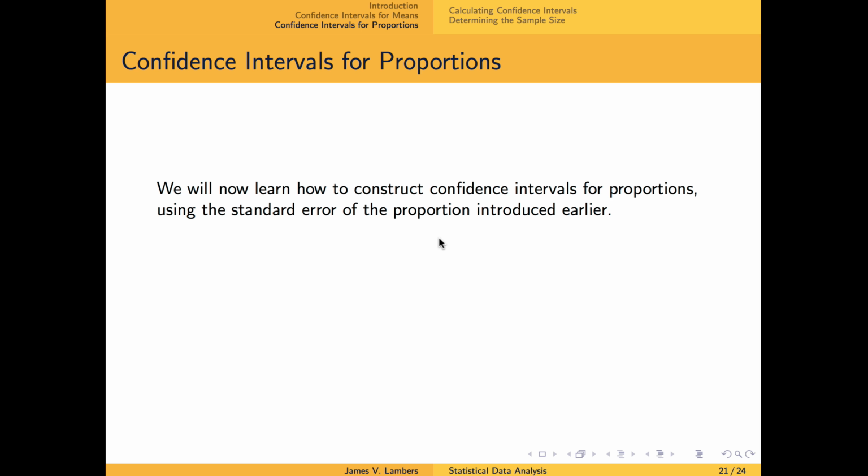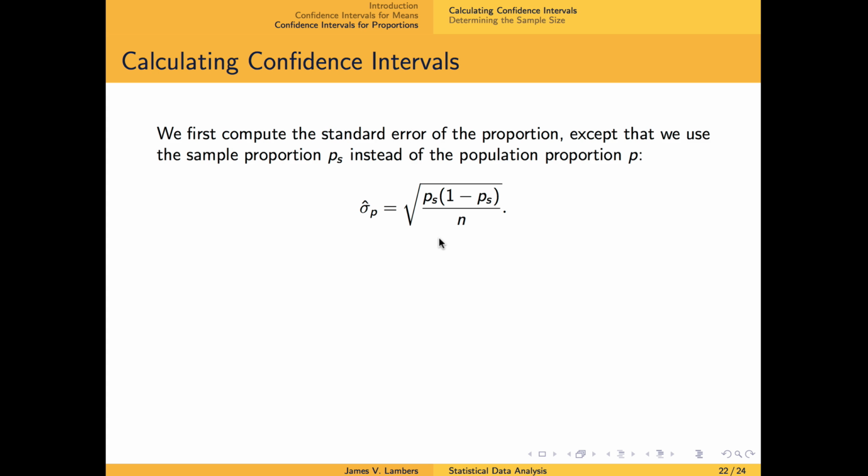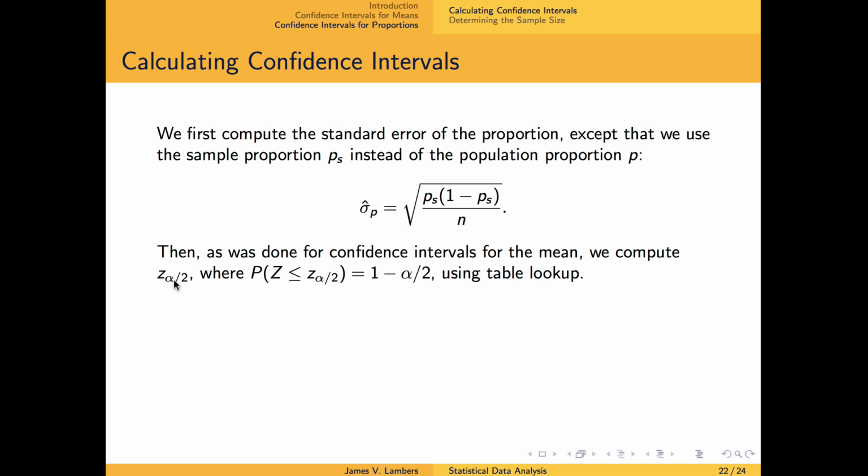Now we shift gears and consider confidence intervals for a proportion. Technically, the proportion follows a binomial distribution, but if a sample size is large enough, this is well approximated by a normal distribution, so we make that assumption here. To construct our confidence interval, we use the standard error of a proportion, except that we use a sample proportion p sub s in place of a population proportion p, which is unknown. Then we compute z sub alpha over 2 in exactly the same way as for confidence intervals for the mean. Its definition is the same.